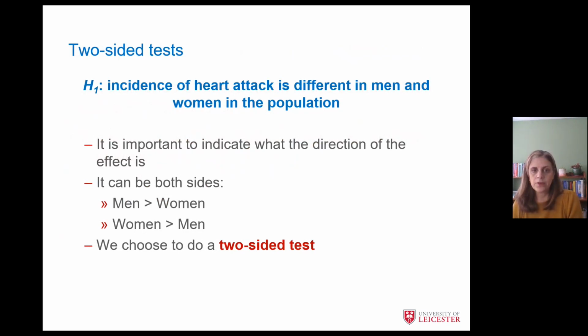More often than not, we do a two-sided test to test every hypothesis. With a two-sided test, what you're saying is that the difference could go in any direction. So our alternative hypothesis is that the incidence of heart attack is different in men and women in the population, and this could go either way. It might be that men have a greater incidence than women, or women have a greater incidence than men. To test this, we would do a two-sided test.